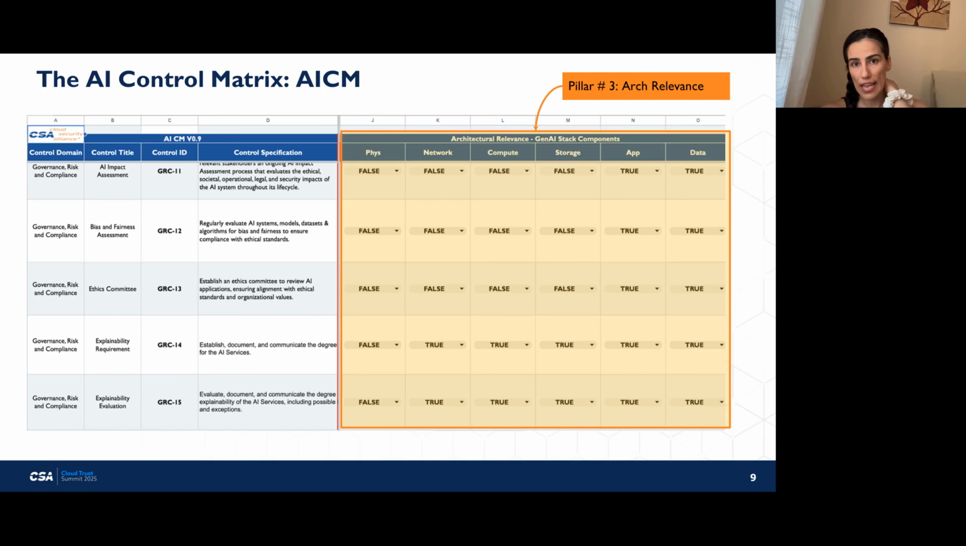True or false identifies whether a specific control belongs to the physical component or the network component. If they don't belong, then the value is false. If they belong, the value is true. And the idea behind this architectural mapping is to make sure that no part of the stack is overlooked when assessing risk and applying safeguards, avoiding blind spots across layers this way.